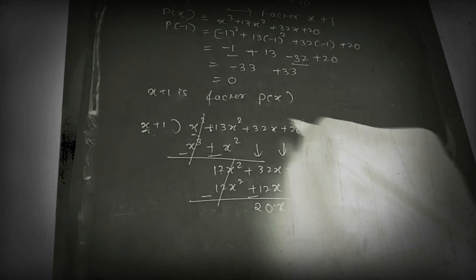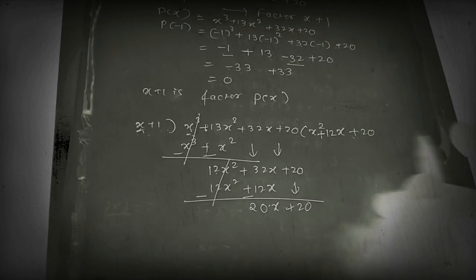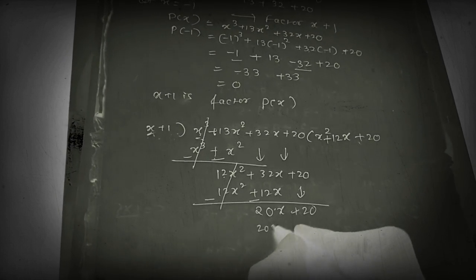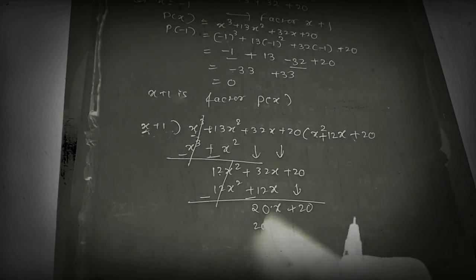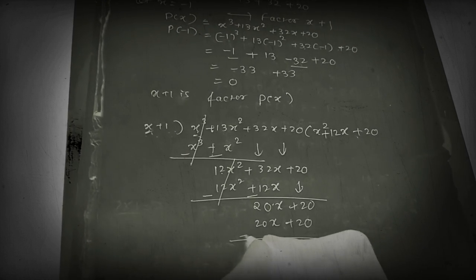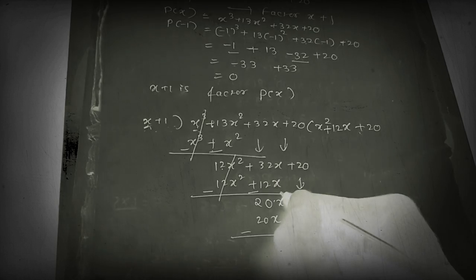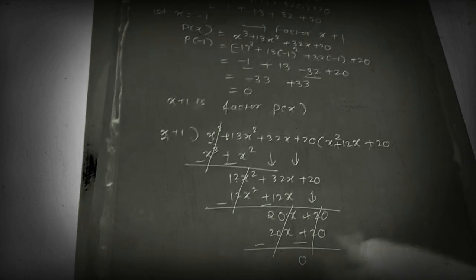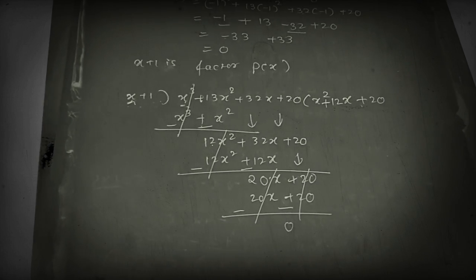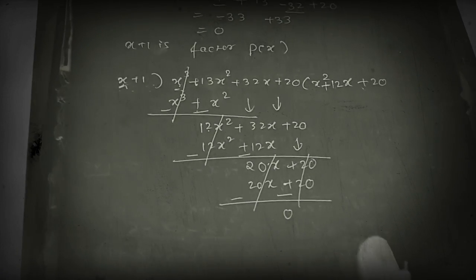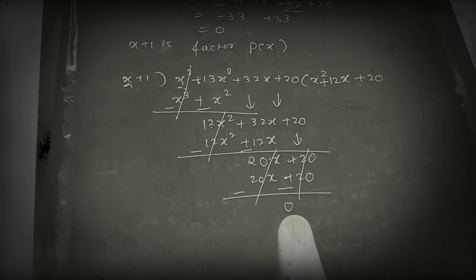As all signs are plus, don't think about the sign of quotient and divisor. So 20 into x is 20x, or you can say x into 20 is 20x, plus 1 into 20 is 20. Change the sign of the second row. 20x minus 20x will be 0, plus 20 minus 20 will be 0. So you can verify whether your method and calculation are right or wrong by observing this remainder.